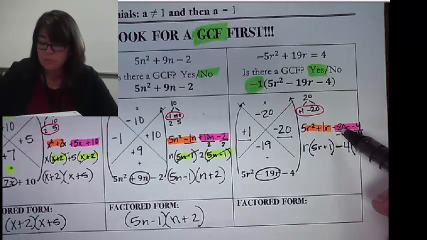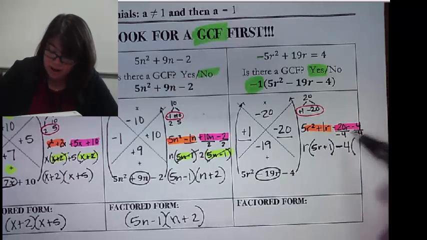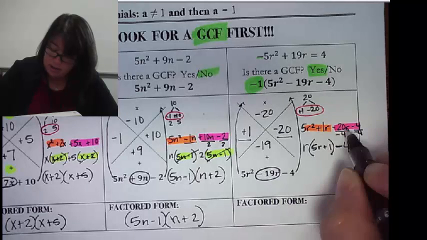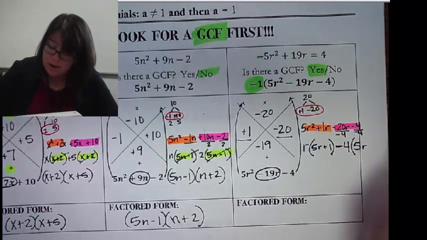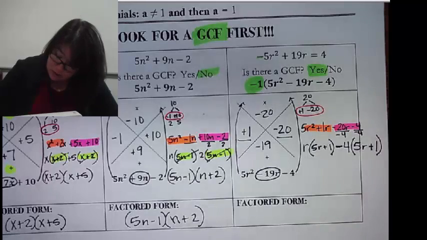Negative divided by negative is positive. 20 divided by 4 is 5. And the r is not being canceled, so it stays. Negative divided by negative is positive. 4 divided by 4 is 1. So there we go. And I check to see, do my twins match?